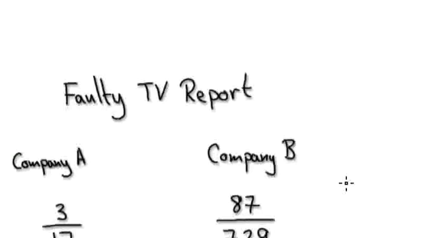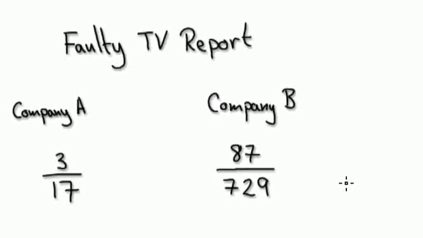Have a look at this situation here. This is a faulty TV report. So you've got company A over the left hand side, and you've got company B on the right hand side. Company A is a small company. This is a big corporation.